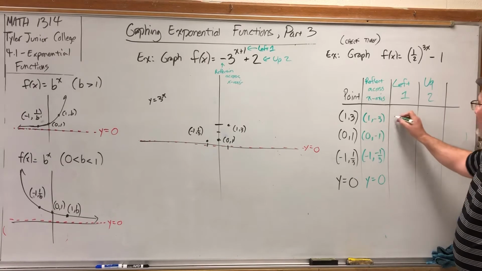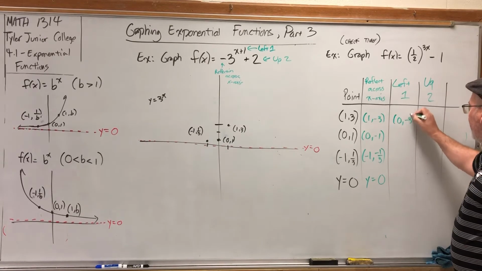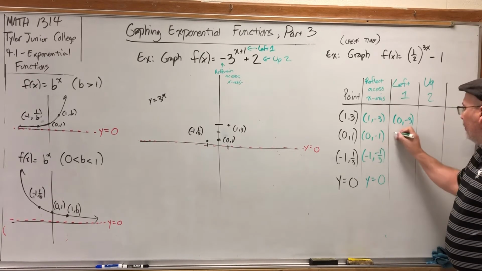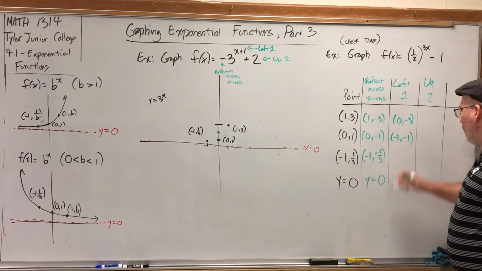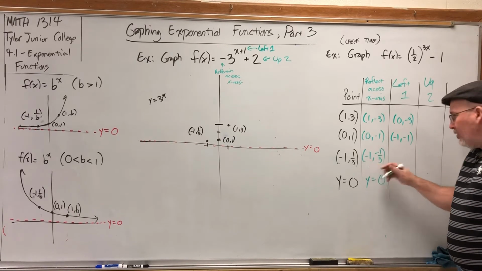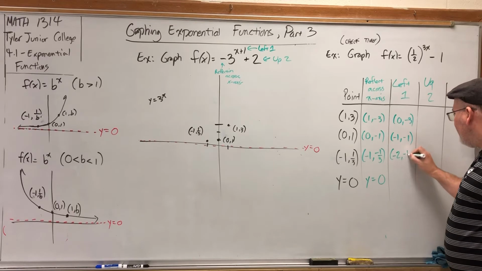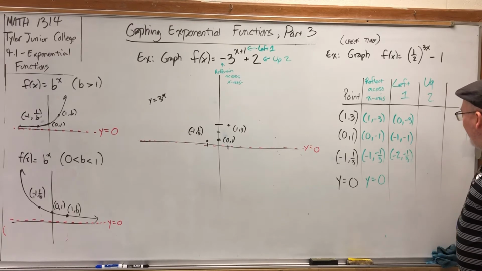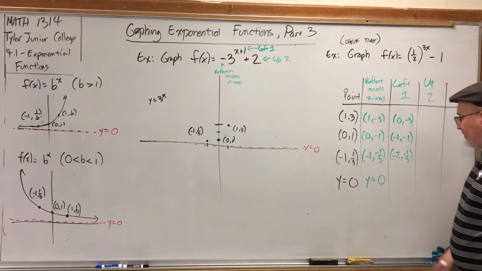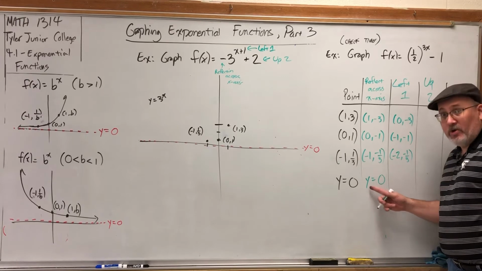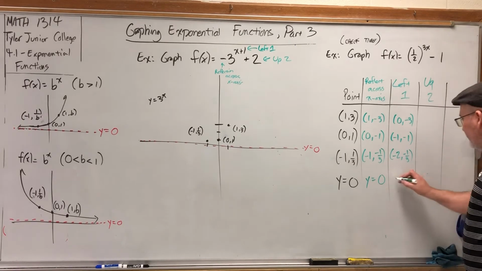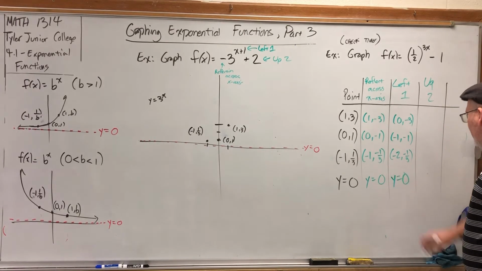Subtract 1 from here, we get 0, -3. Subtract 1 from here, we get -1, -1. Subtract 1 from here, we get -2, -1/3. And if we're going to subtract 1 from x, nothing happens here because there is no x to subtract 1 from. So this is still y equals 0.